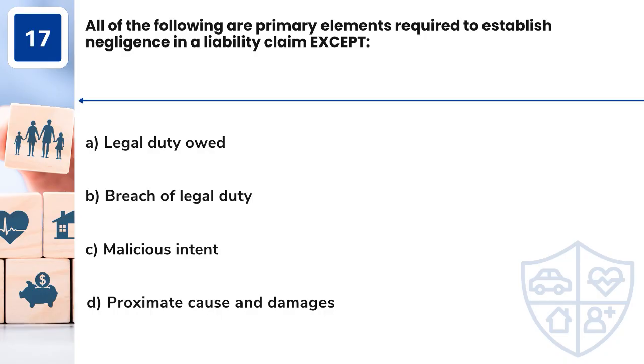Question 17. All of the following are primary elements required to establish negligence in a liability claim except A. Legal duty owed. B. Breach of legal duty. C. Malicious intent. D. Proximate cause and damages.